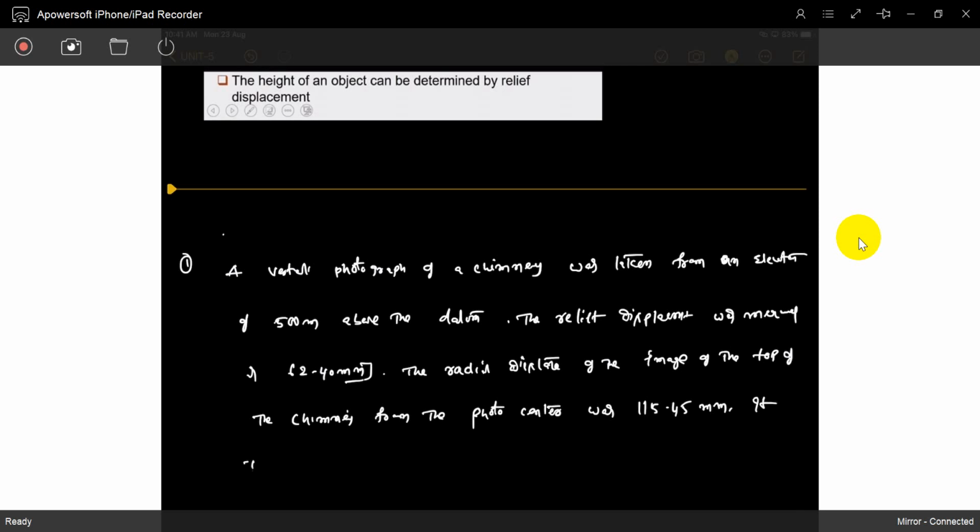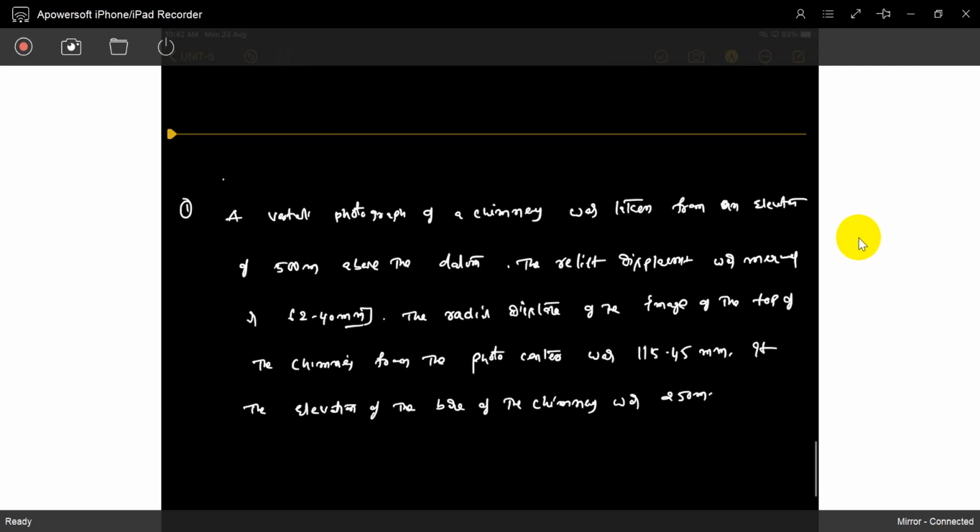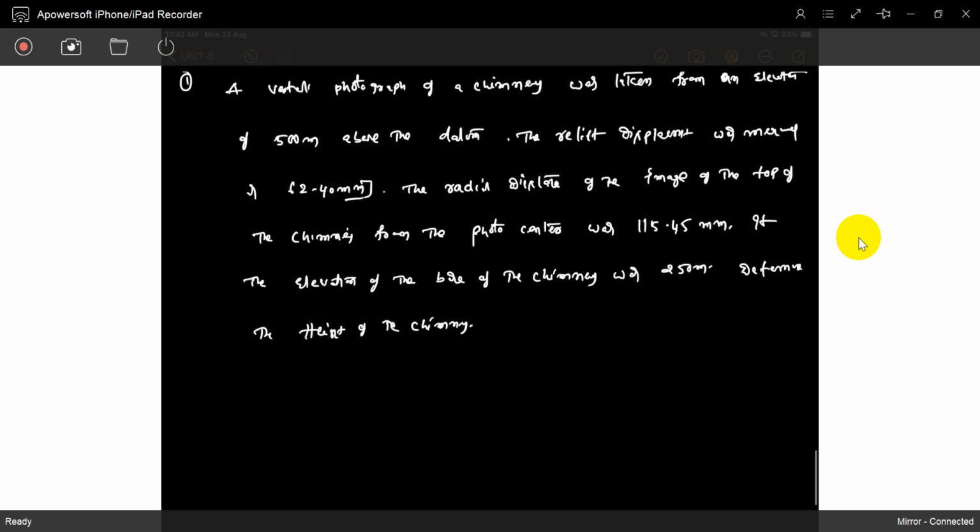If the elevation of the base of the chimney was 250 meters, determine the height of the chimney. Determine the height of the chimney.